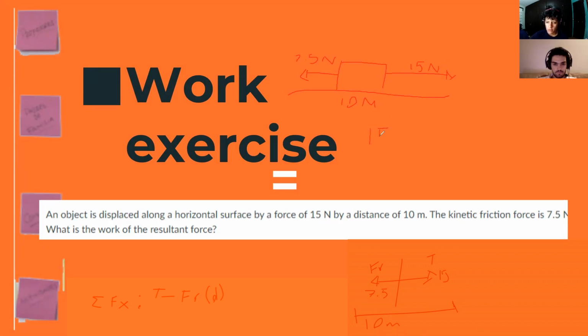Well, according to the formula, the thing that we could do is 15 less 7.5 per 10 meters. And that's equal to 75.